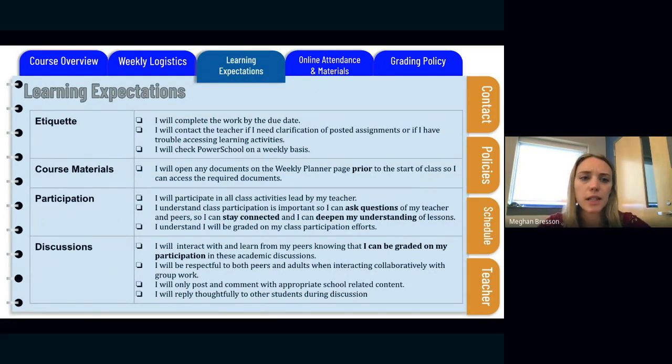Okay, so some expectations that I have. I expect students to complete the work by the due date and to contact me if they need any clarification or have trouble accessing anything. I also expect students to check PowerSchool on a weekly basis. That way they know what their grade is. I expect students to participate, especially in class activities and group activities, and ask questions if they need to, and to participate in discussions.